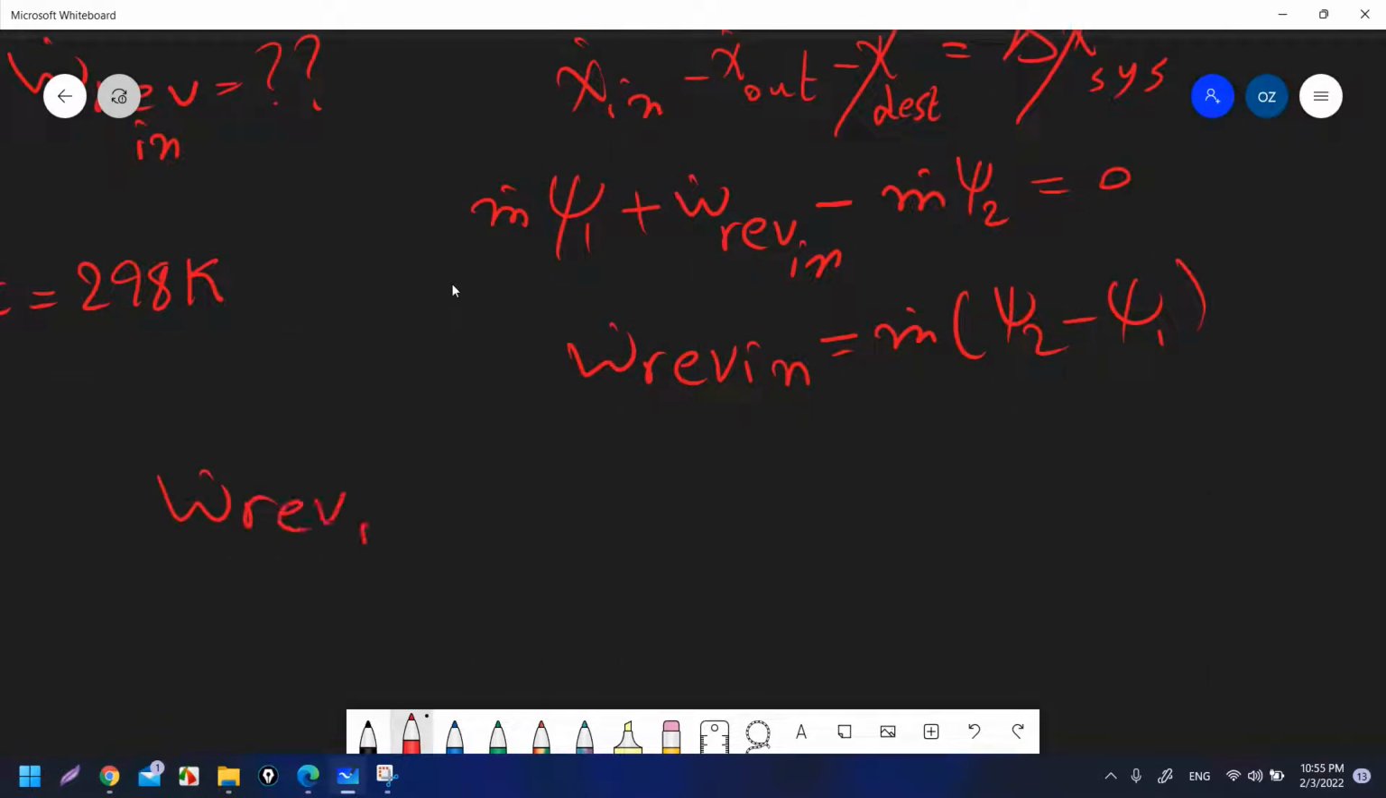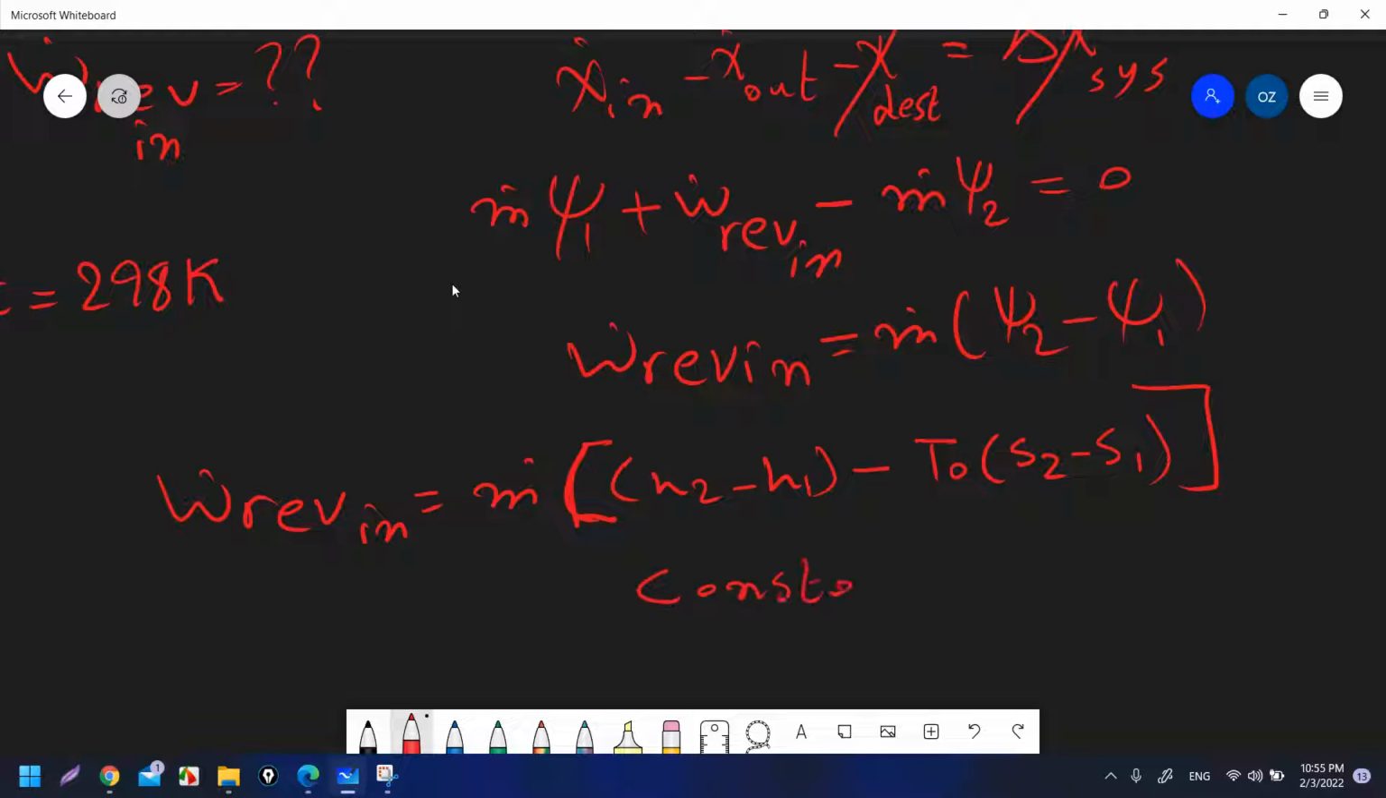This one will be equal at the end to m dot (h2 minus h1 minus T naught (s2 minus s1)). He didn't mention anything about velocities or elevation, so I will neglect the change in kinetic energy and change in potential energy. So it is only these two terms. Okay, I will assume constant specific heat. This is an assumption, you are free to choose.